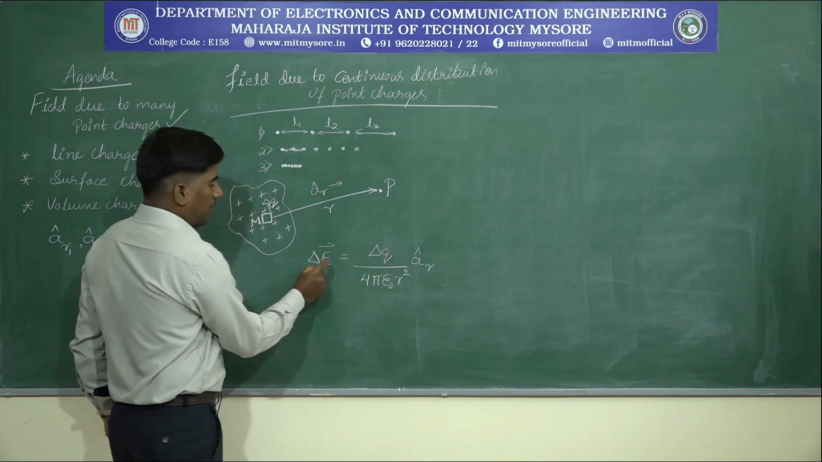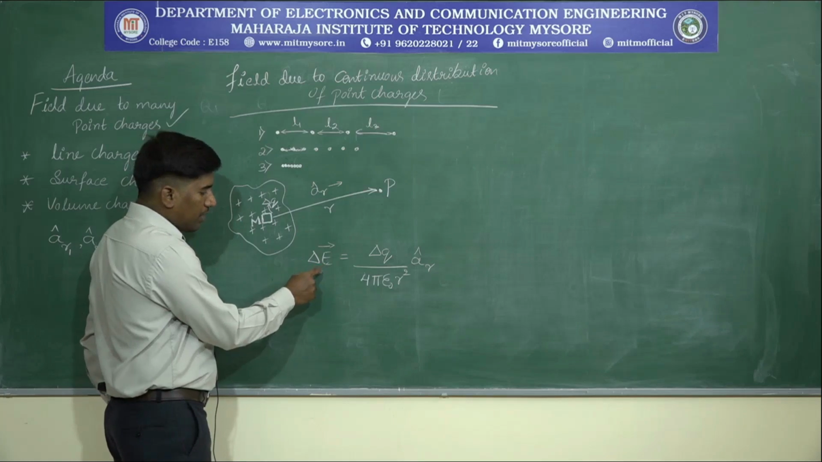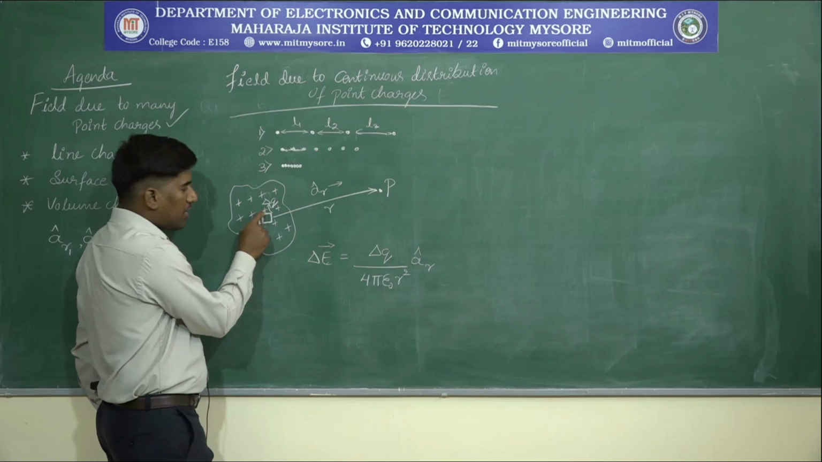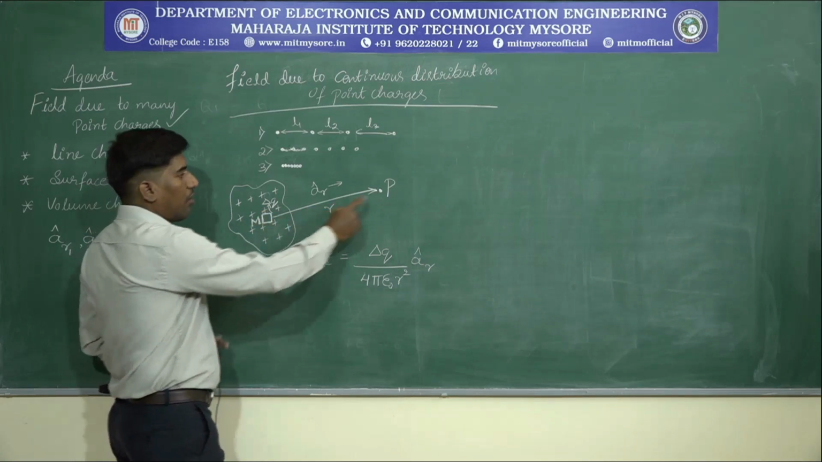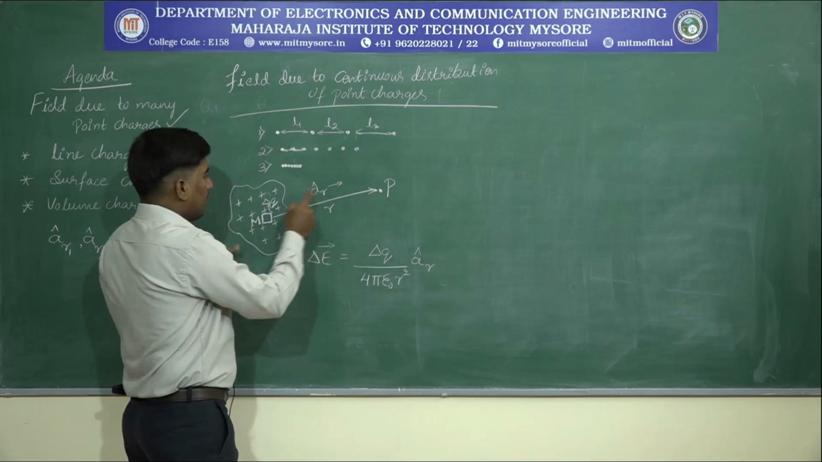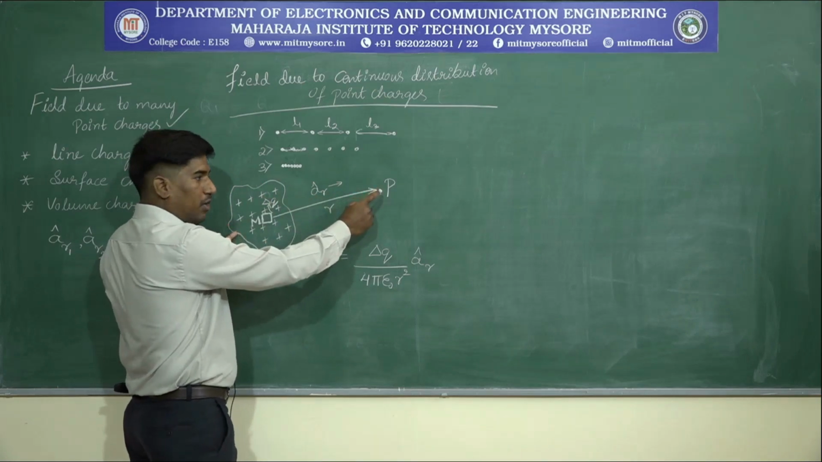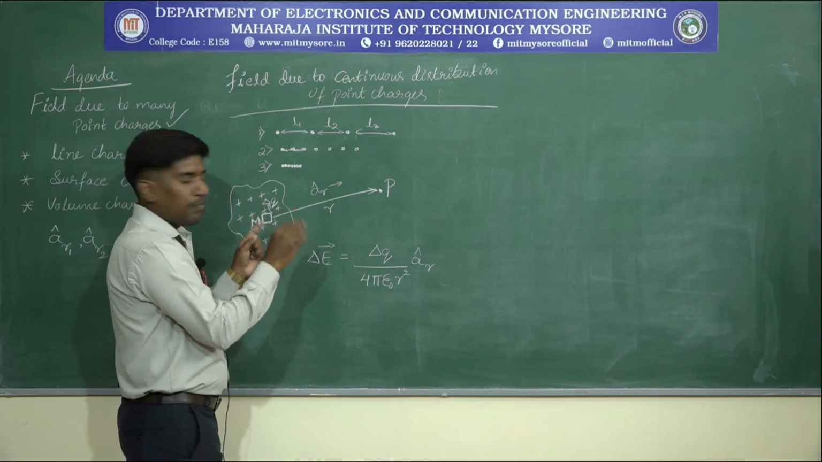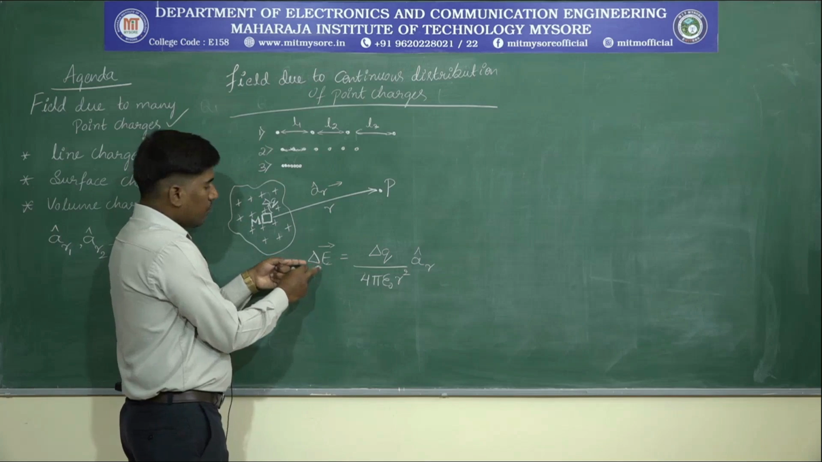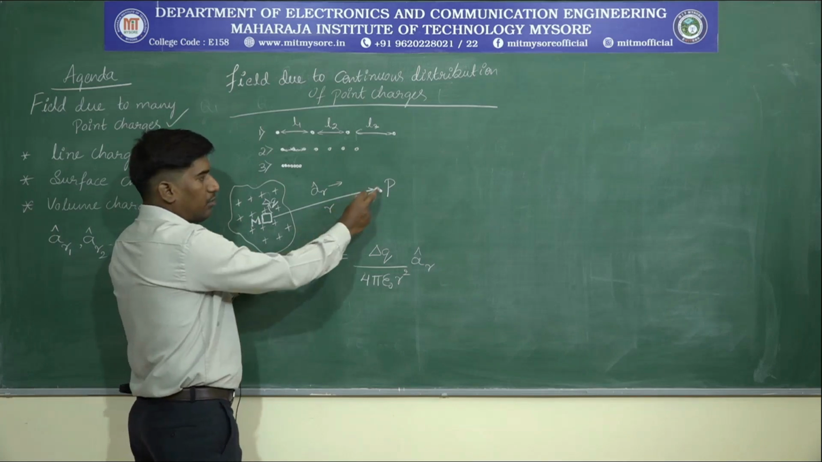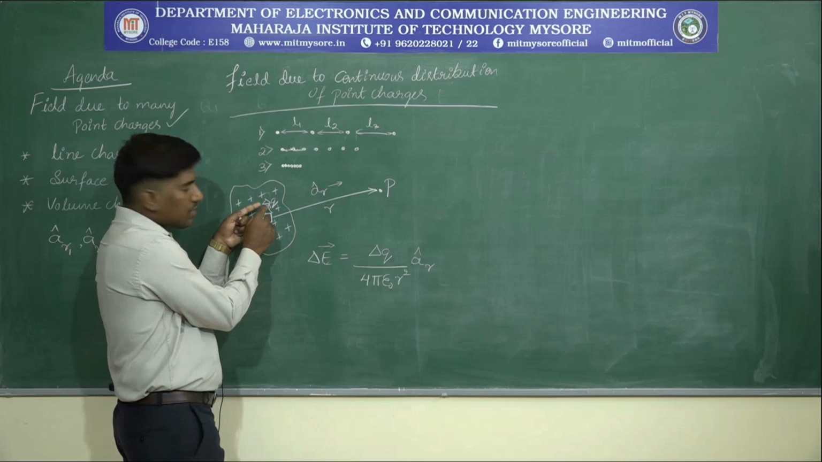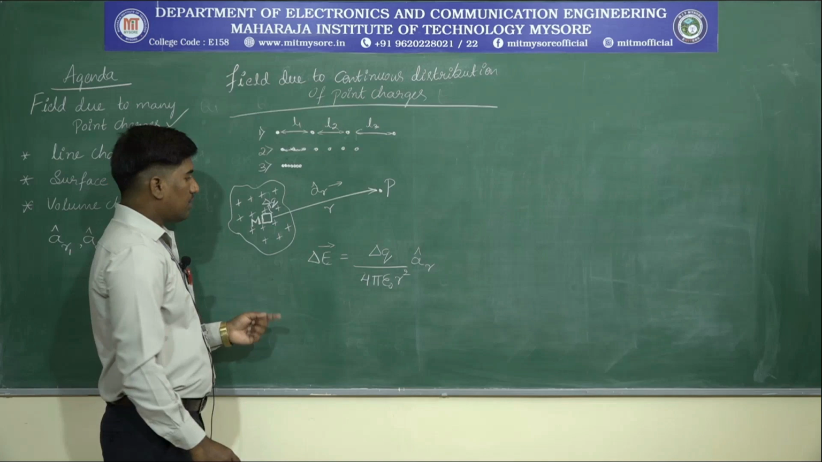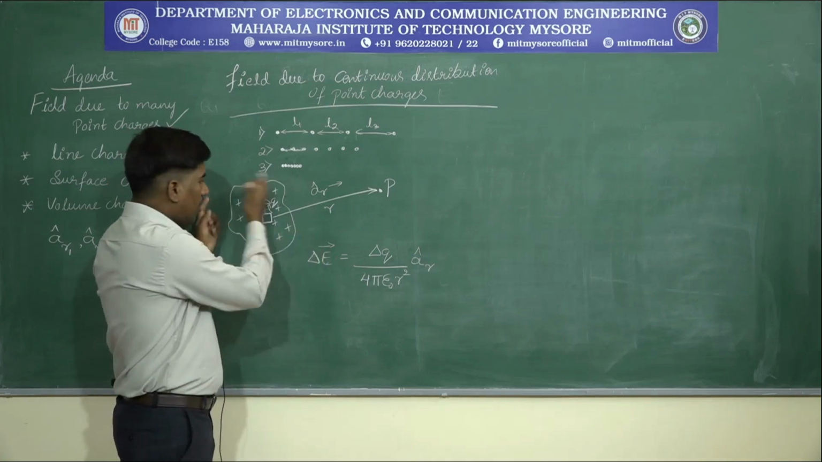This is the elementary electric field intensity at point P due to a small charge delta Q. The objective is to find the electric field intensity at point P due to an infinite number of point charges. That is the whole objective. This is the equation which gives the electric field intensity at point P due to only a small charge delta Q. Now we have to set a limit in such a way that we can integrate all these things.